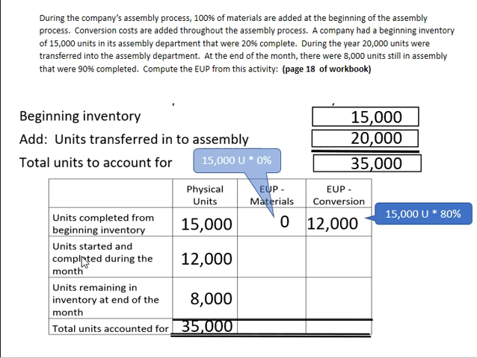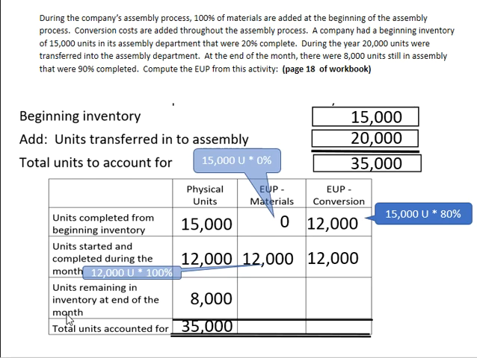Now, units started and completed during the month. That means all these items were started and then completed during the month. So in this case, that means they went from 0% to 100%. So again, we count the physical units for materials and conversion costs at 100%. So there's the 12,000 units times 100% EUP for materials, and 12,000 units times 100% for EUP for conversion costs.